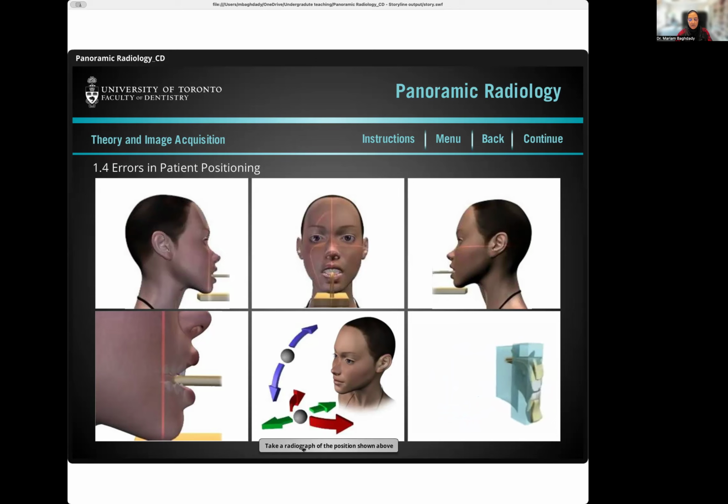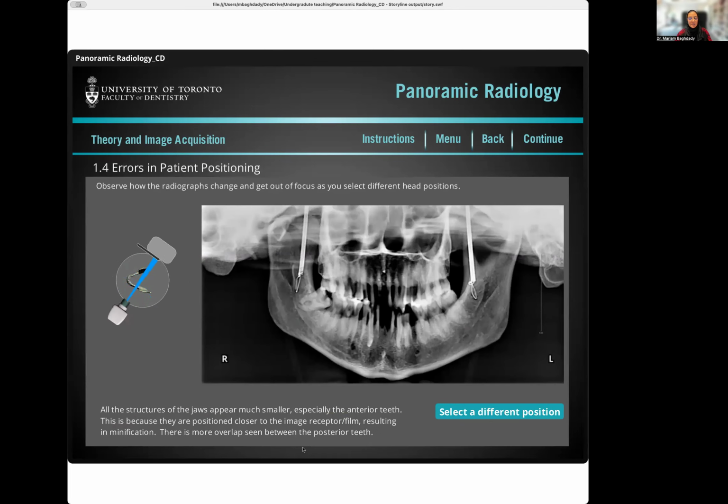So let's take a radiographic image of this. See how everything became smaller? The whole jaw. It should fill your film, but because you're too far forward, it all minified and became a tiny little mandible and maxilla, especially in the anterior region. So all the structures of the jaw appear smaller, especially the anterior teeth. This is because they are positioned closer to the image receptor, resulting in minification.